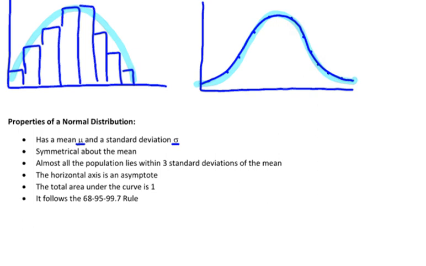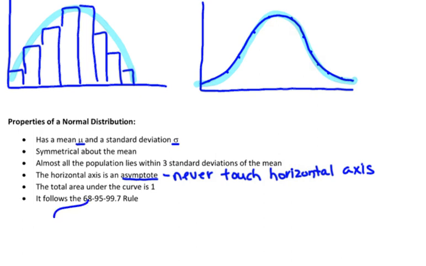The horizontal axis is an asymptote, and that's a new word for you guys. So what an asymptote means is that it never touches the horizontal axis. There's like an imaginary line that won't ever let us cross it. So asymptote means it'll never touch the horizontal axis. The total area under the curve is 1, and it follows the 68, 95, 99.7 rule. What that means is we're going to break that down.